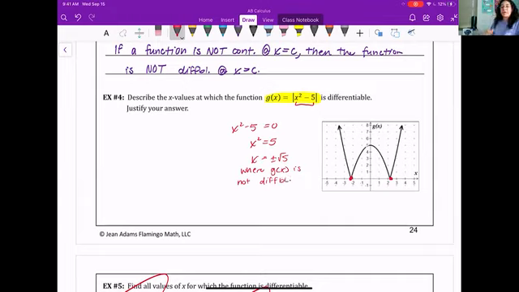Okay, but they asked, where is it differentiable? Okay, so it's differentiable everywhere else. So from negative infinity all the way to negative square root of 5. Okay, then at negative square root of 5, I'm good to go all the way until positive square root of 5. And after that, I'm good to go for the rest of the function. Alrighty.